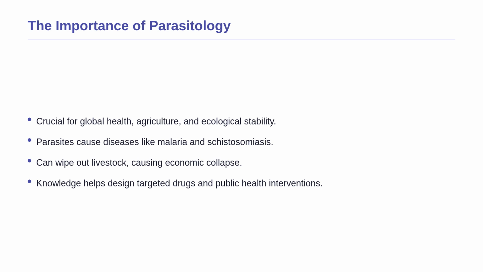In agriculture, a parasitic outbreak can wipe out entire livestock populations, leading to severe food shortages and economic collapse. By mastering our understanding of this relationship, scientists can develop targeted drugs and vaccines that disrupt the parasite's life cycle without harming the host, ultimately saving countless lives.